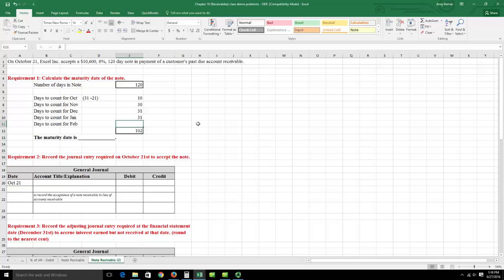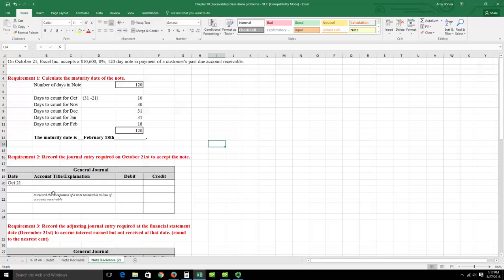So I use 28 days for February, and if I plug in 28, you can see I'm over my number of days. I need to get exactly up to 120, and I can see that it's 10 days more than I need. So I plug in 18 days for February, and that gives me exactly 120. So this note is going to mature on February 18th. I can type in here that my maturity date is February 18th. That's when the customer is going to pay us this notes receivable. They're going to pay us the $10,600 plus the 8% that they owe us.